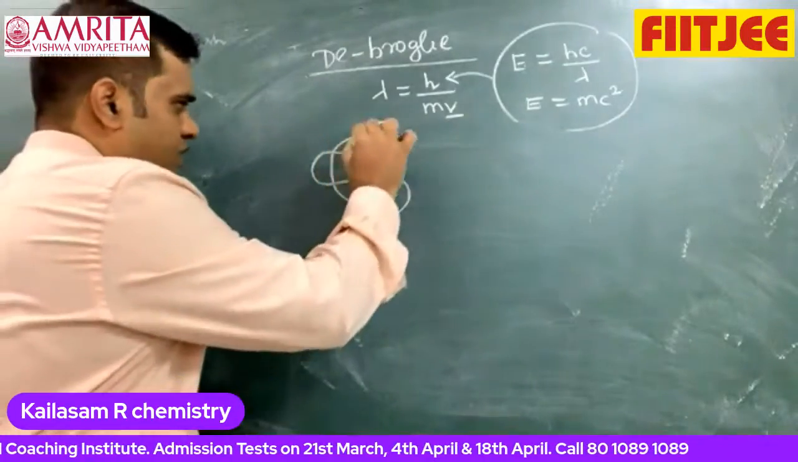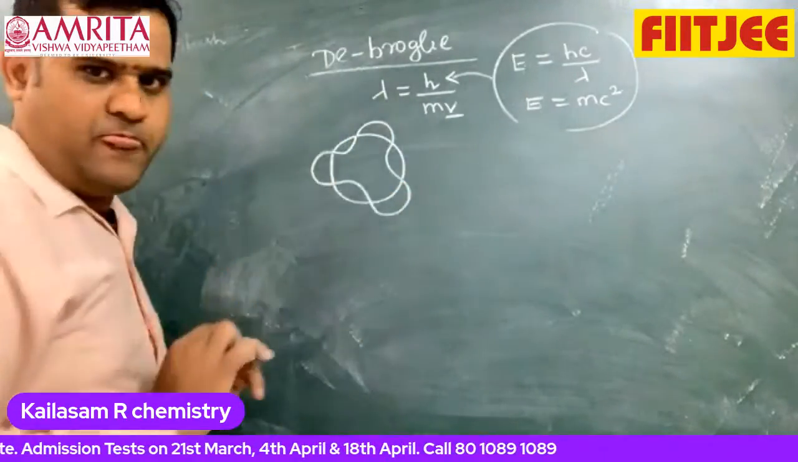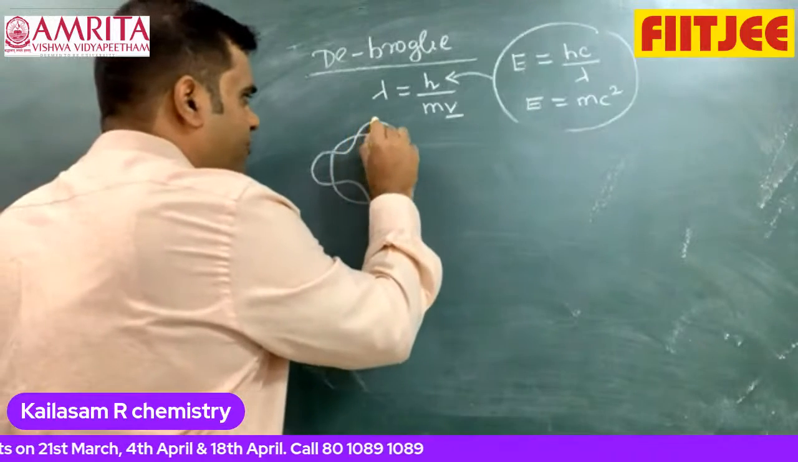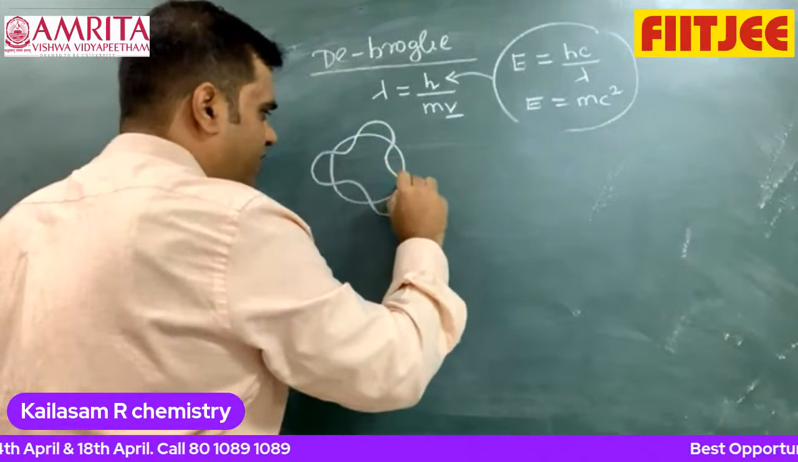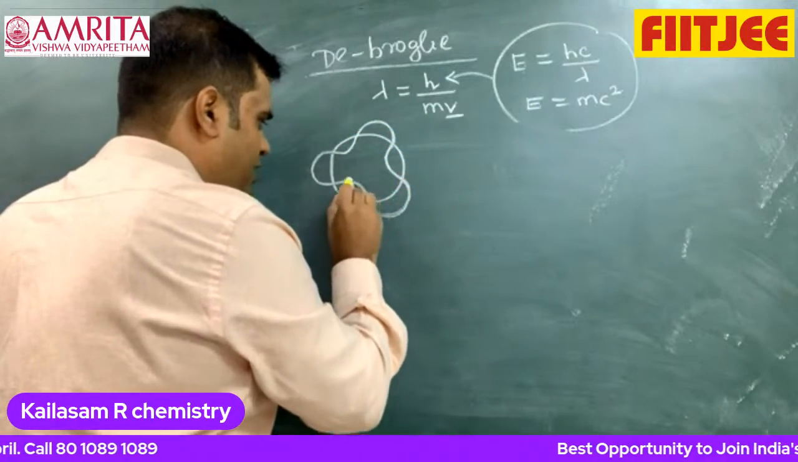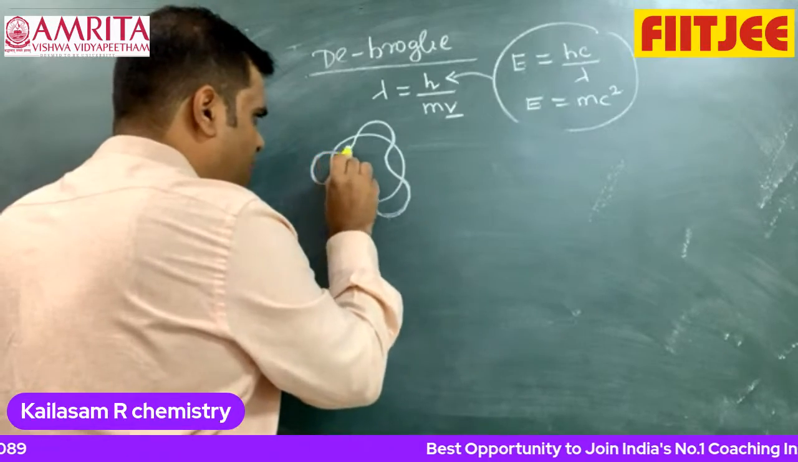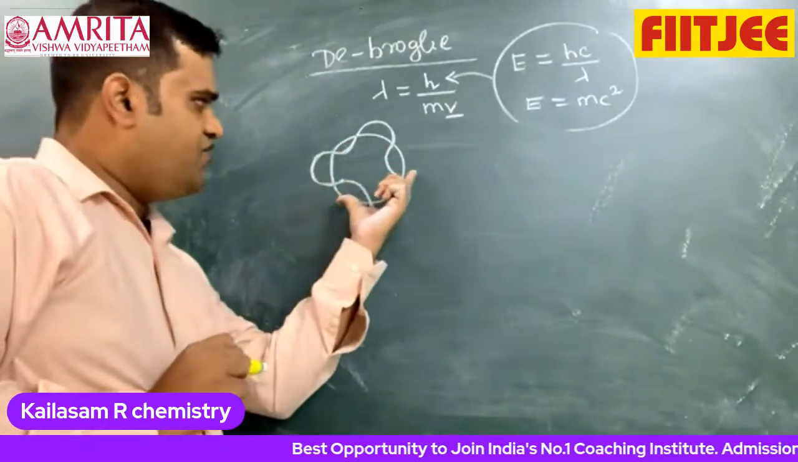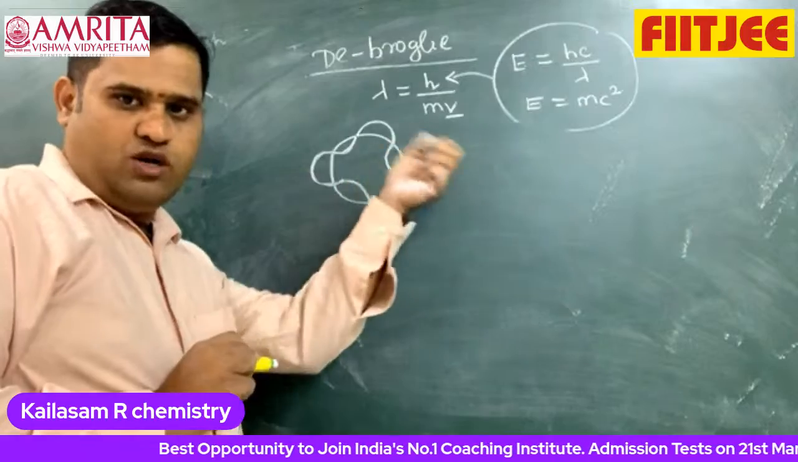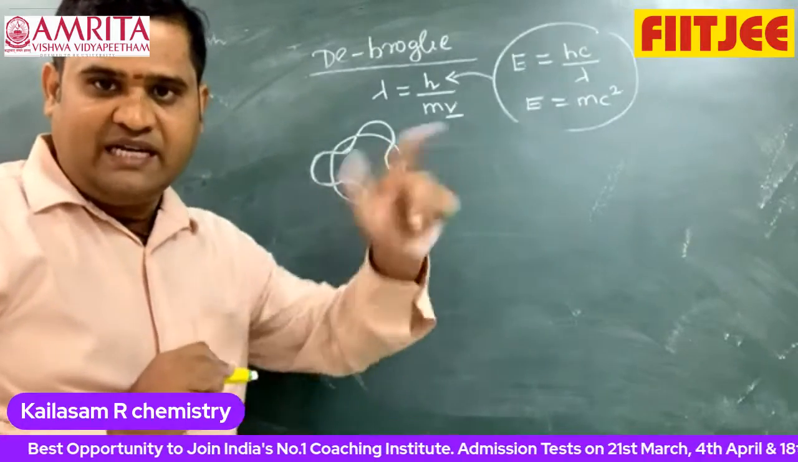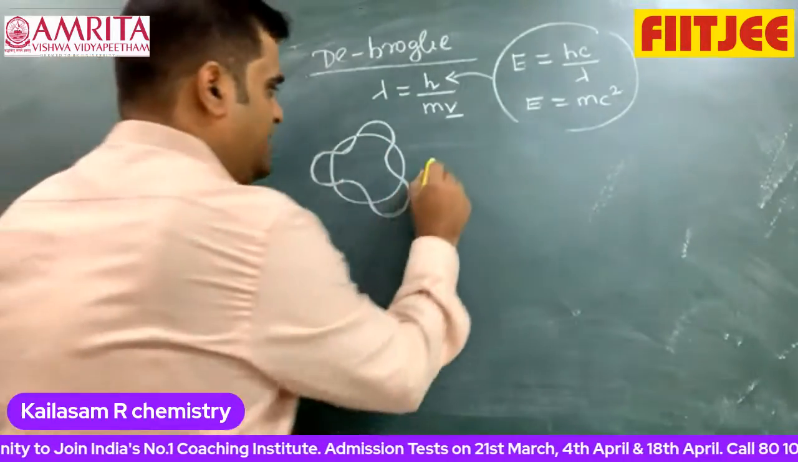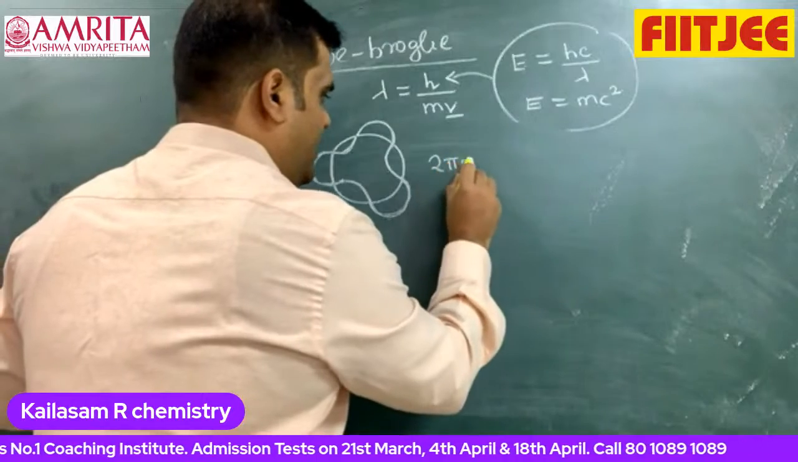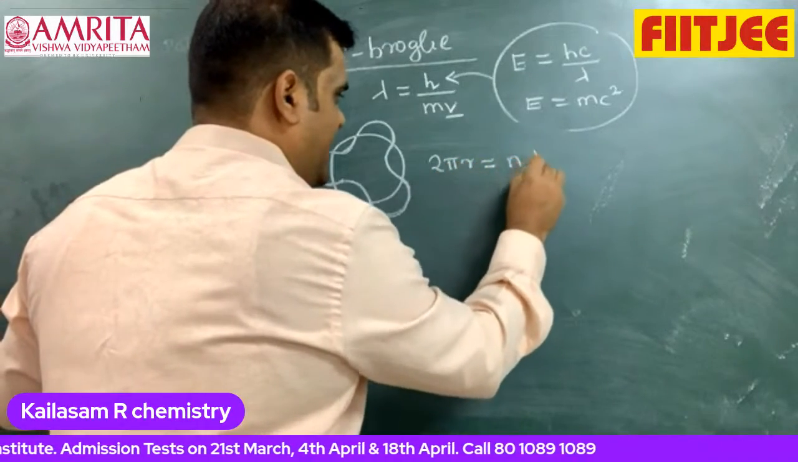This is called the circumference of the orbit. Fine, this is the wave. This is one wave, this is also a wave. Now what de Broglie said: the circumference of the orbit is equal to n lambda, or we can say an integral multiple of wavelength. I can write 2 pi r is equal to n lambda.